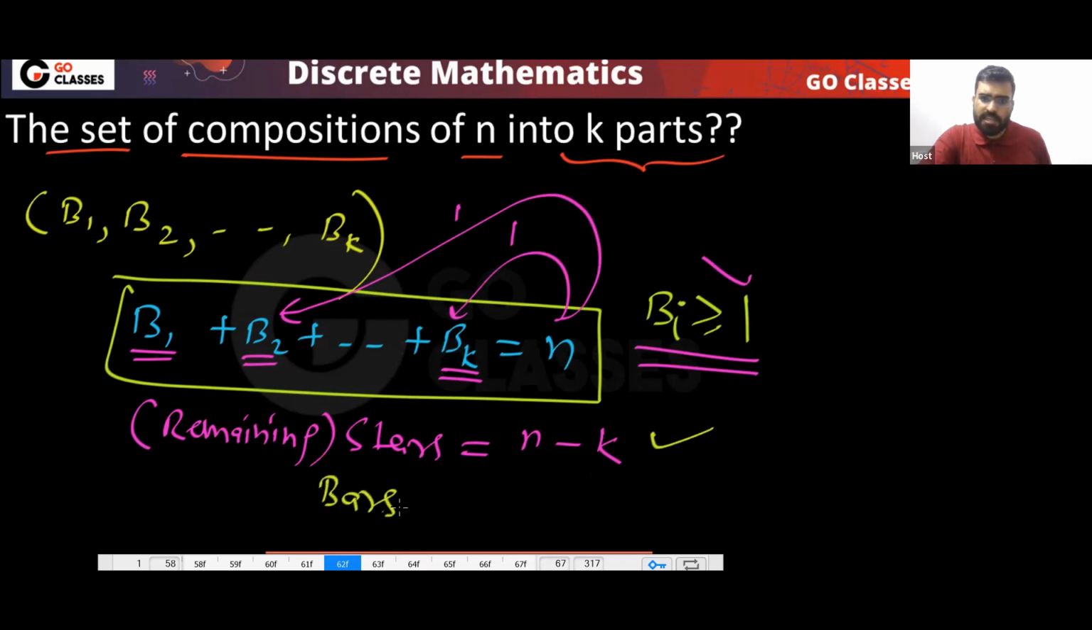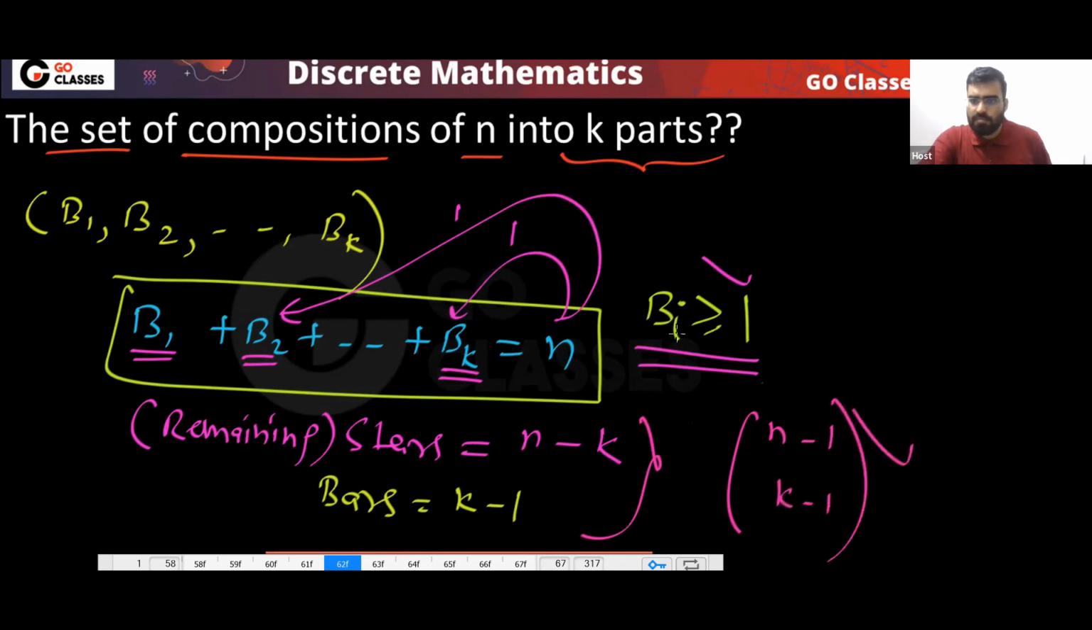And how many bars are there? That is very simple: k minus 1 bars. So what will be the answer? That will be n minus k plus k minus 1 choose k minus 1, so that will be n minus 1 C k minus 1. Or I can say n minus 1 C n minus k. That is also fine, but this looks better.